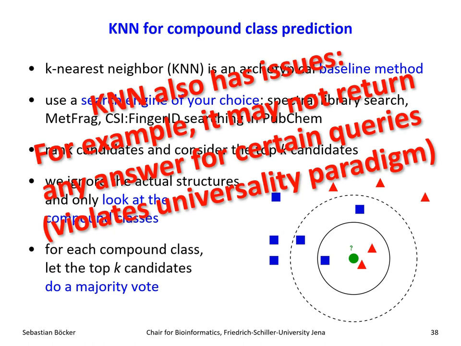Now, this method also has certain issues, and I'm not going into the detail. If you want to know about these issues, please see the paper. There are actually other issues which are well known that KNN is not able to cope with, like the curse of dimensionality and things like that. But it also has some practical issues, like if you're using MetFrag or CSI:FingerID to search in PubChem and you're limiting it to the molecular formula, then you might actually end up with no candidates. And so you can't actually apply this. This violates our universality paradigm.